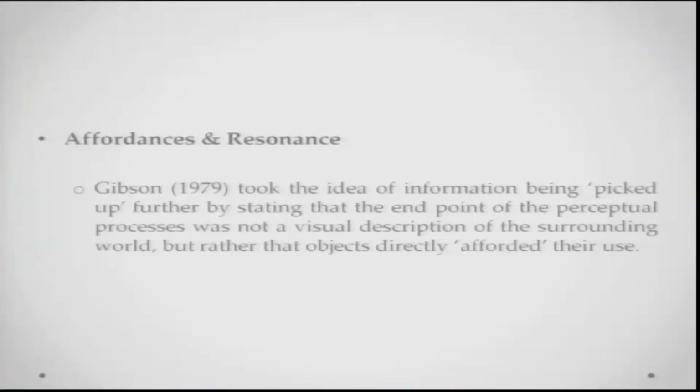This brings us to the concept of affordance. Gibson basically took this idea of information being picked up further by stating that the end point of the perceptual processes was not the visual description of the surrounding world, but rather that the objects would directly afford their use. So once you look at the object, there is enough information in light emanating from that object that will tell you about how to use that particular object. That is what Gibson actually meant.